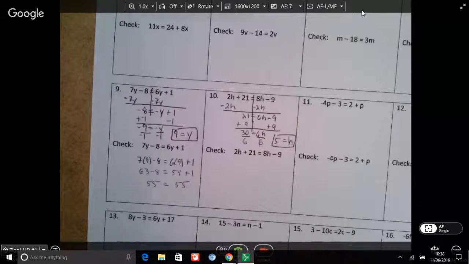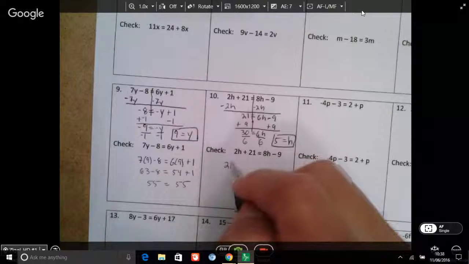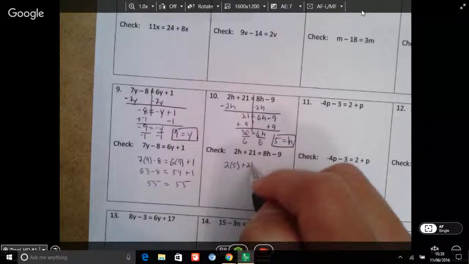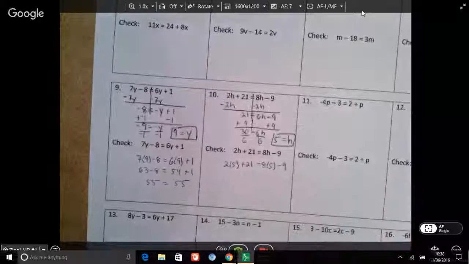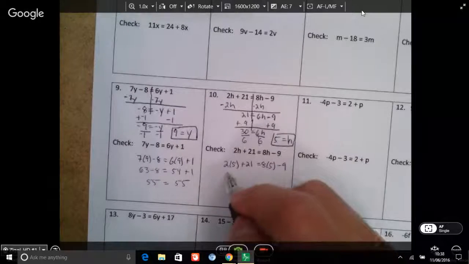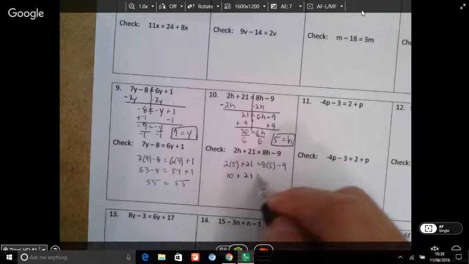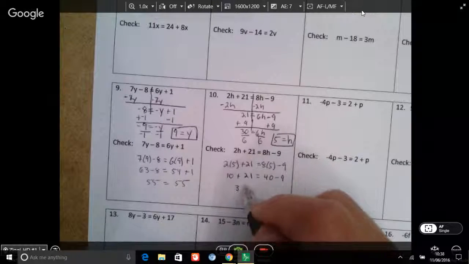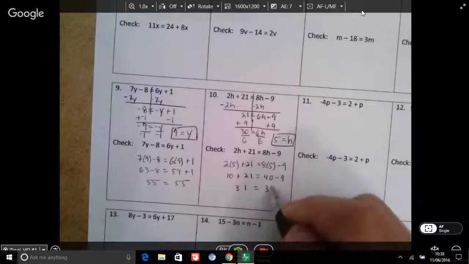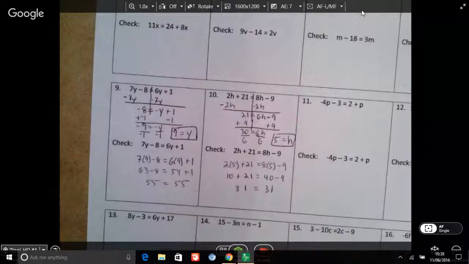Let's test to see if it works. 2 times 5 plus 21 equals 8 times 5 minus 9. So this is 10 plus 21. This is 40 minus 9. 10 plus 21 is 31. 40 minus 9 is 31. It checks out. 5 is my answer.